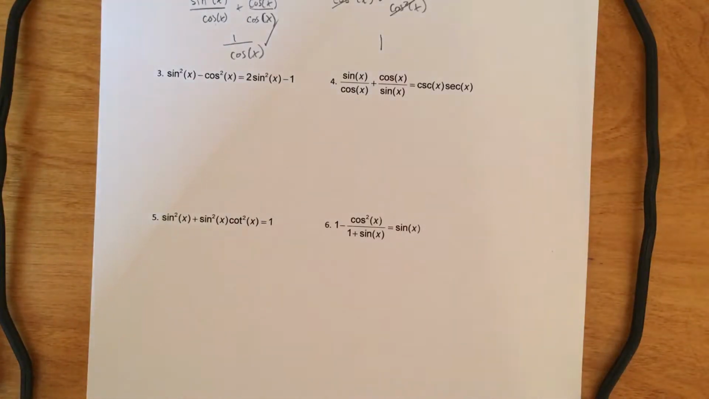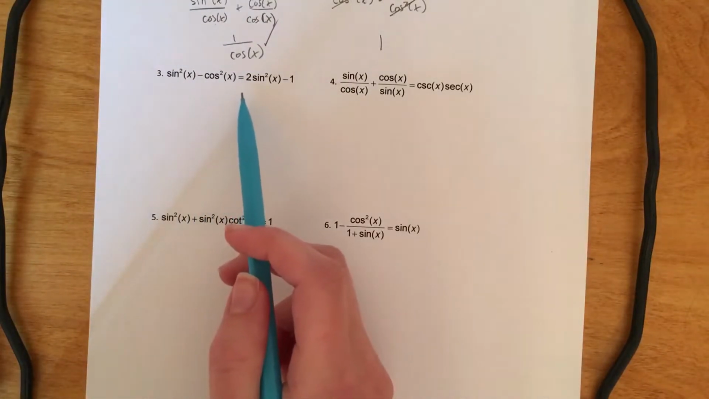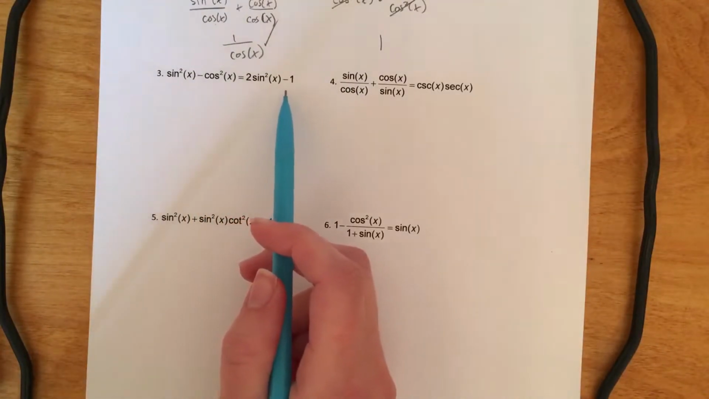All right, this is proving trig identities. We'll do questions 3 and 4 in this video. So number 3 says sine squared minus cosine squared equals 2 times sine squared minus 1.